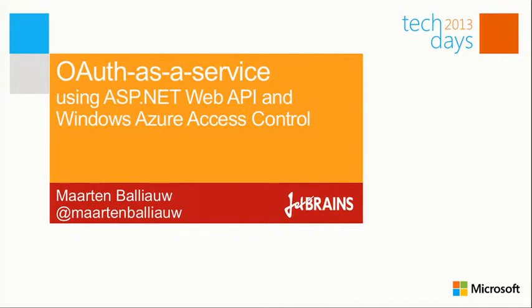This will not be OAuth from the consumer side of view, but it will be OAuth from the producer side. So if you have an application, if you have an API, and you want to expose all your services or your APIs in a secure way, you actually want to use OAuth, and that's what this talk will be about. Now, if you are using OAuth, it's actually quite difficult to write everything that's required to do the entire flow. So the idea is we can use Windows Azure Access Control to improve everything there.